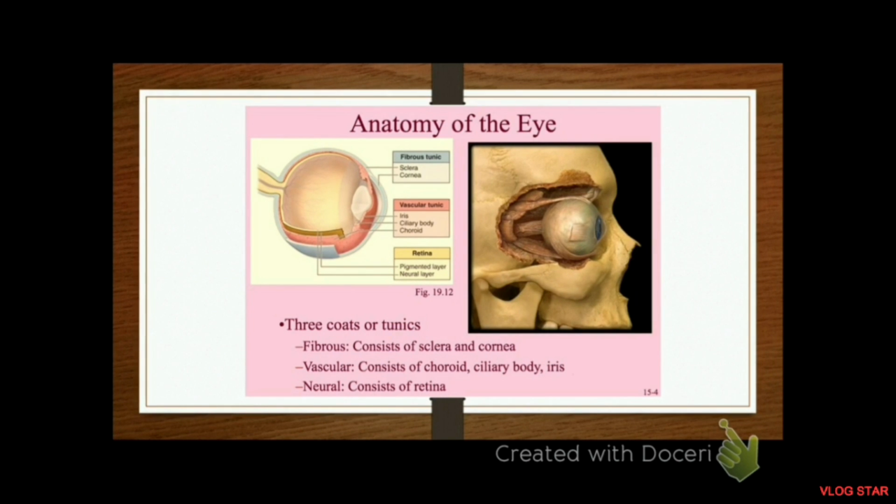Now the different parts of the eye are divided into three main layers. That is the fibrous tunic, the outer layer, then the vascular tunic, that is the middle layer. And then you have the innermost layer of the eye, that is the pigmented layer or the neural layer, which is the retina. So let's look at the first layer, the fibrous tunic, and that consists of the sclera and cornea.